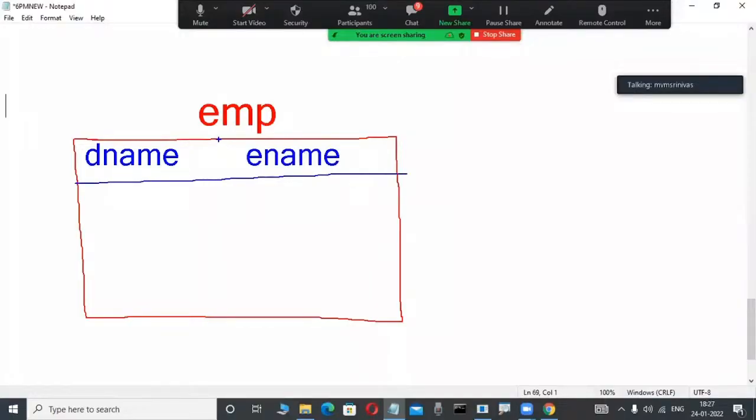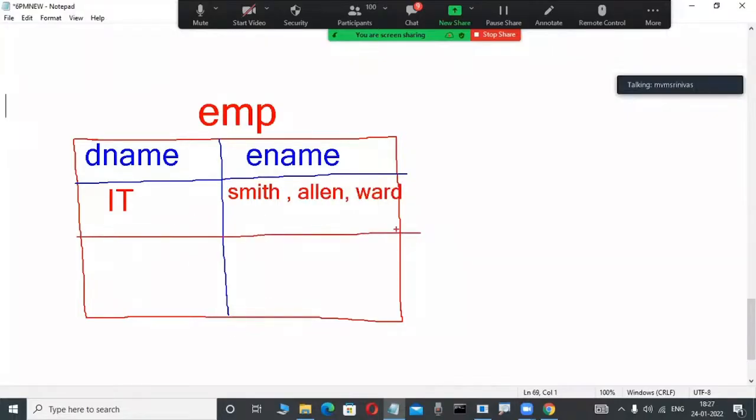Don't worry. Now check it out. Here department name is there. These are columns: D name and E name. EMP is a table. For example, I am representing it like this. IT is a department; that is data. In this department, 3 employees are working. Slowly observe here, very interesting. Smith is an employee, ABC is an employee, Alan is an employee, Ward is an employee, for example. I am representing that 3 employees are working in this IT department. That's why I am representing the data in this format.